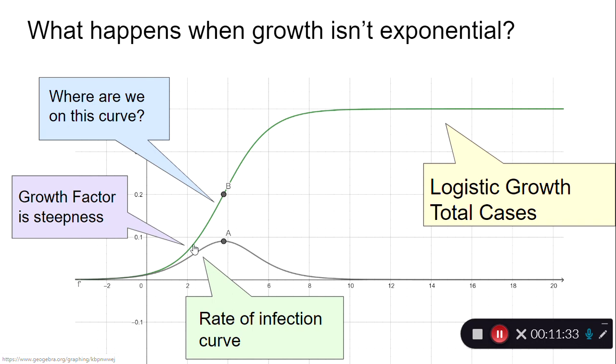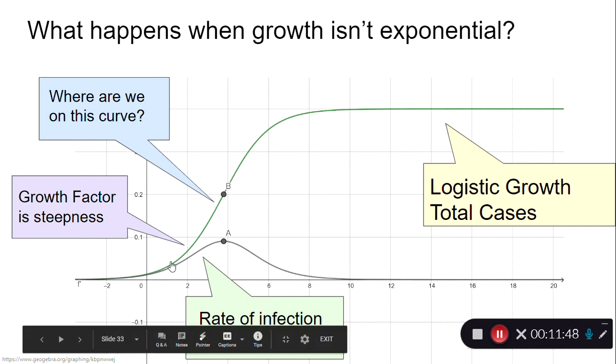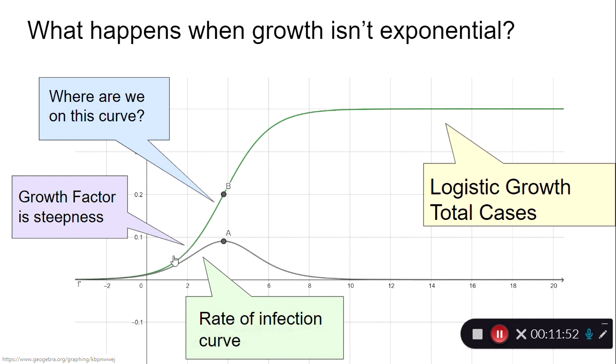Now, the steepest point on this curve is B. This is where this green curve is the steepest, where we're gathering new cases the fastest. The growth factor tells us the steepness at any given time along this curve.